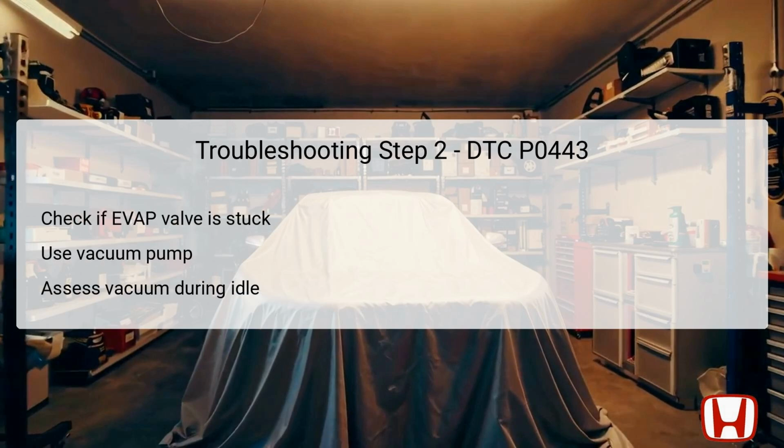For the second step in troubleshooting DTC P0443, you will need to determine whether the EVAP canister purge valve is stuck either in the open or closed position. First, ensure the vehicle is switched to the off position and allow the engine to cool down below 122 degrees Fahrenheit. Disconnect the vacuum hose from the EVAP canister purge valve, which is identified as component B in the engine compartment. Attach a vacuum pump or gauge to the purge valve to assess its functionality.